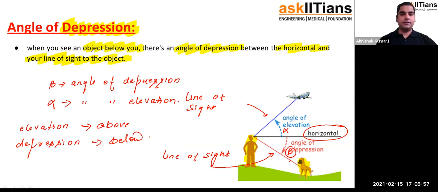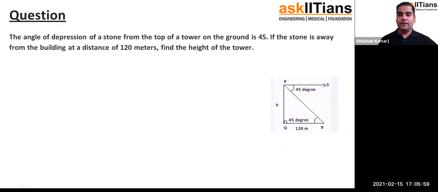Okay, let's see. Now what do we have? The angle of depression of a stone. This is an application of what we studied just now. The angle of depression of a stone from the top of the tower on the ground is 45-degree. Okay, this is the top of the tower. This is the stone that we have.